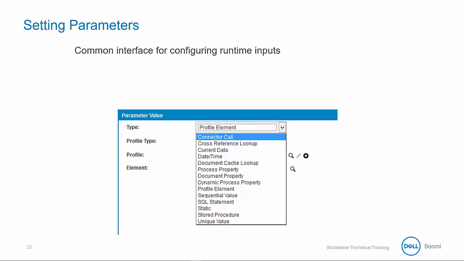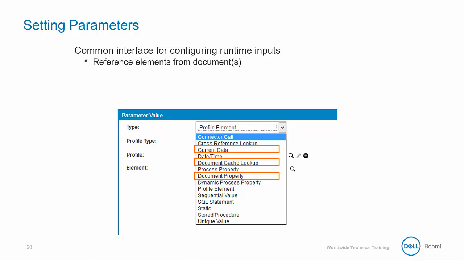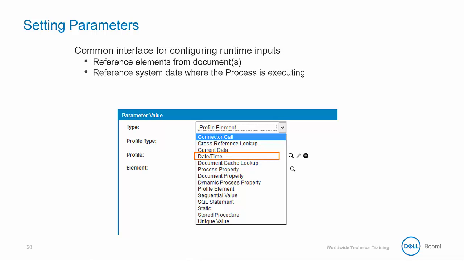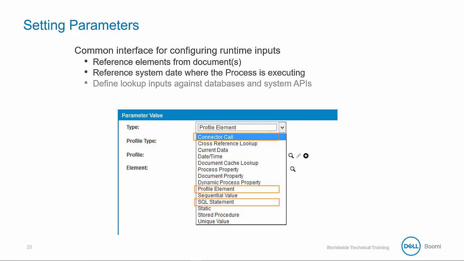The parameters view is a common interface for configuring runtime inputs, and a similar menu is referenced throughout the platform. As the image displays, there are many different parameter types to choose from. You can reference elements from documents, reference the system date where the process is executing, define lookup inputs against databases and system APIs, and you can build dynamic messaging and notifications. Please keep in mind, not all the parameter types will be available everywhere in the process.